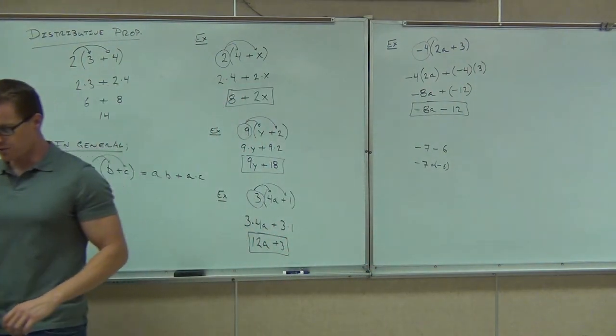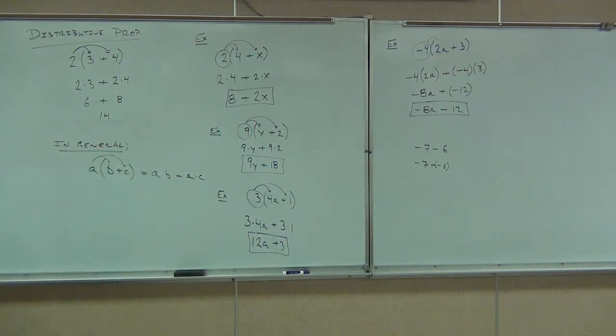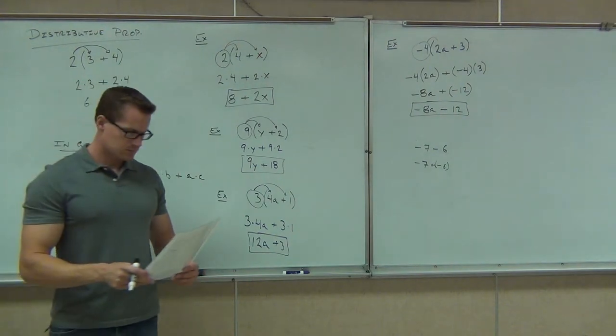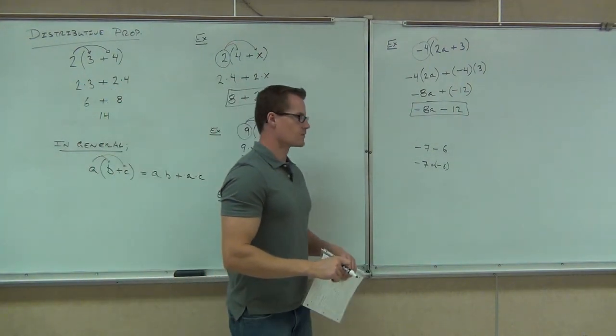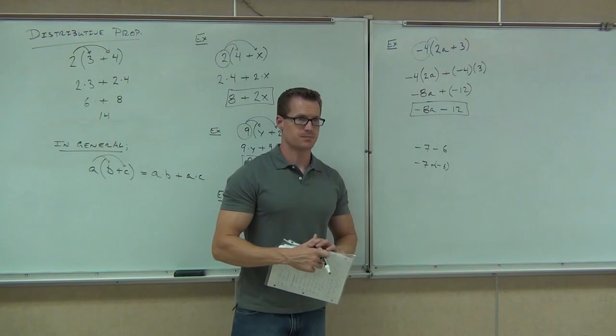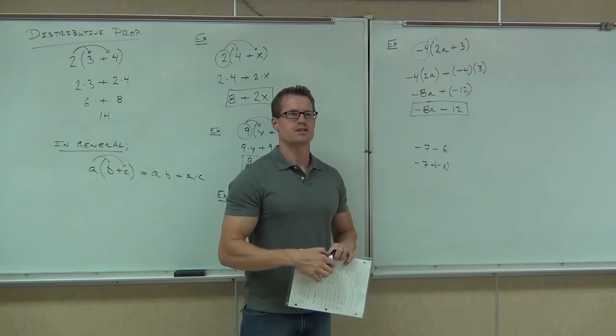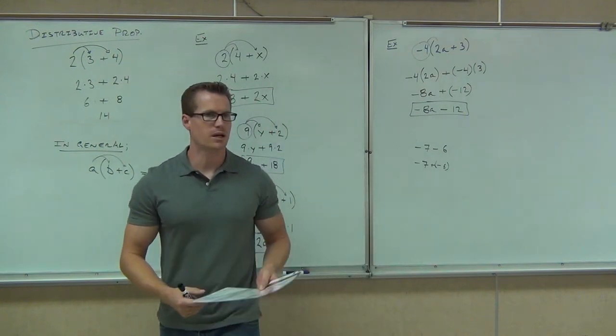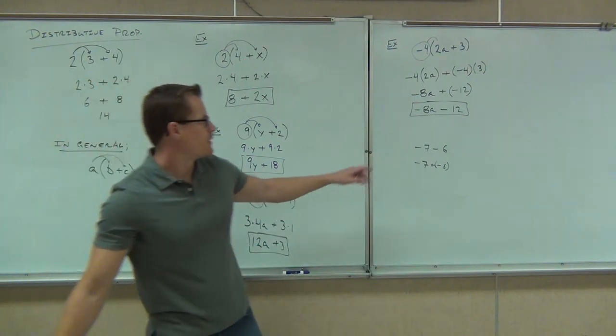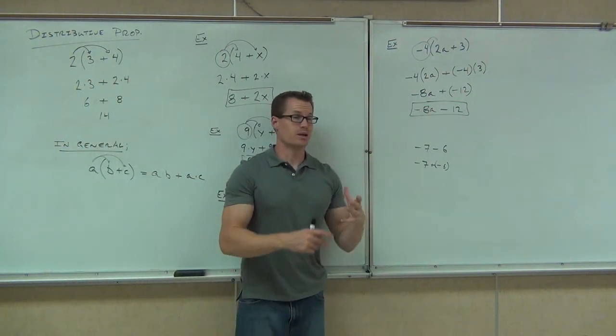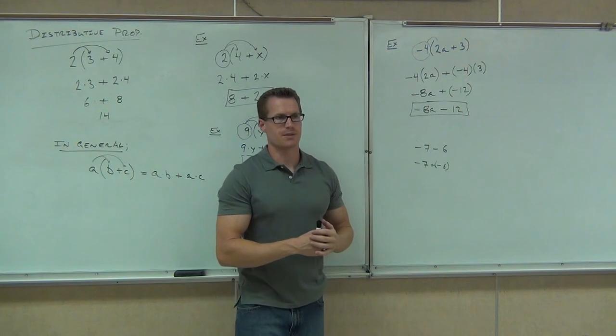Negative 8a minus 12. You have to change it. Why? Because you never leave two signs next to each other. You always write it with one sign. So when you have this plus negative, it's understood that's not really appropriate. We will write that with one sign at the end.